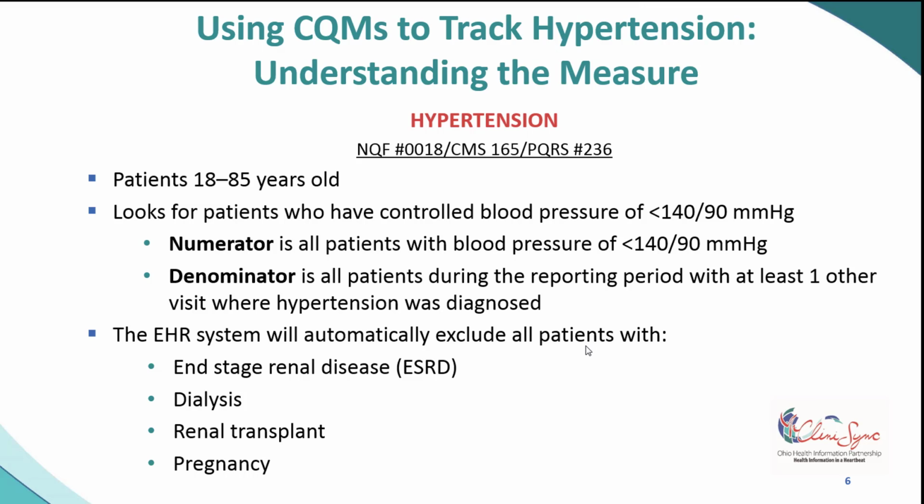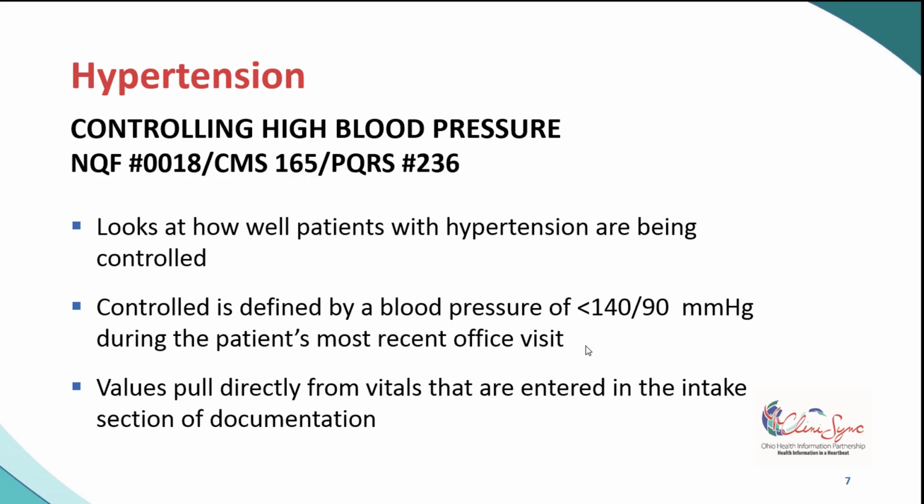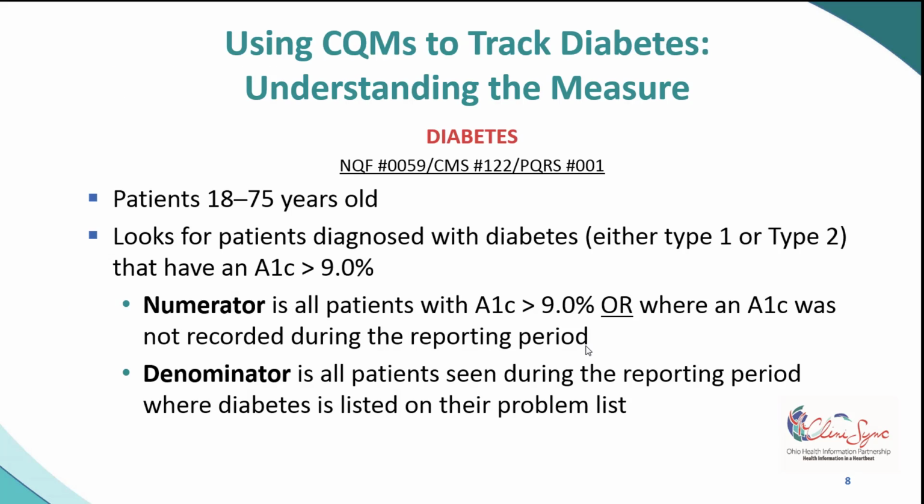The report will also tell you how many patients you have seen with a diagnosis of hypertension. This is the denominator. Your EHR system will automatically exclude individuals who have been diagnosed with end-stage renal disease, have had dialysis or a renal transplant, or are pregnant.